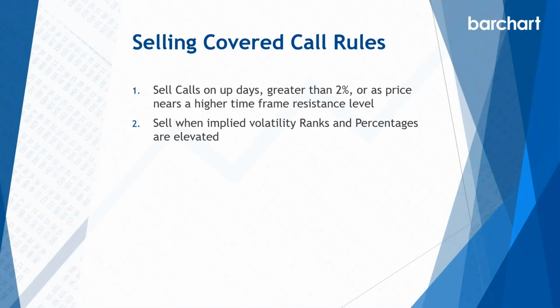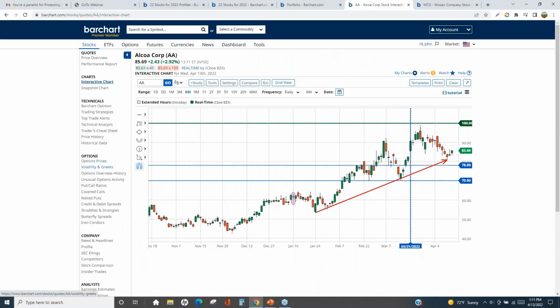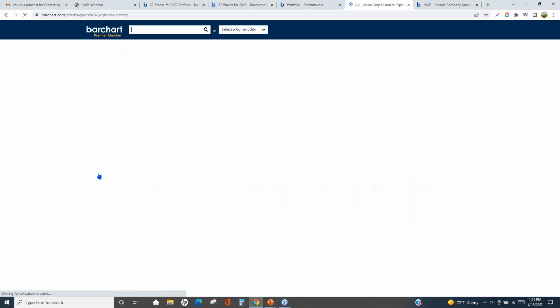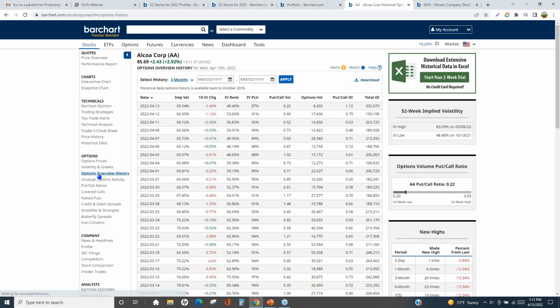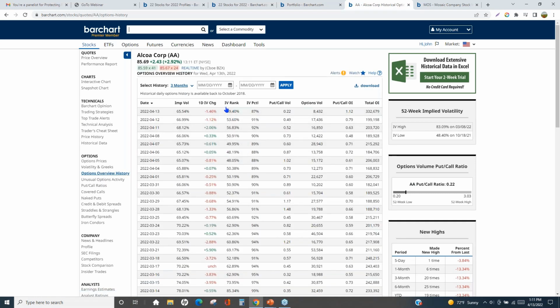So the next concept about choosing a covered call is we're going to sell when our implied volatility rank and percentile are elevated. The reason we do this is it gives us an opportunity to sell inflated premiums. So again, let's go back to Alcoa, and let me start down here where it says Options Overview. I can look and see where my implied volatility rank and percentage is.